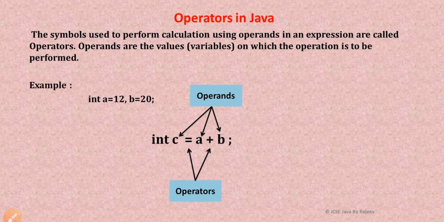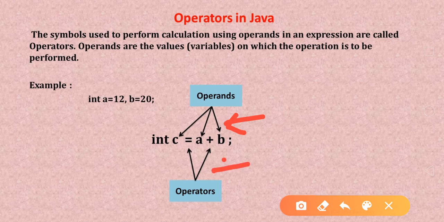I have two variables of integer type, a equal to 12 and b equal to 20. The third variable c is storing the addition of the two variables a and b. If you see these three arrows, these are representing operands, which means here c, a and b, all three are operands or variables, because these three are holding some values.